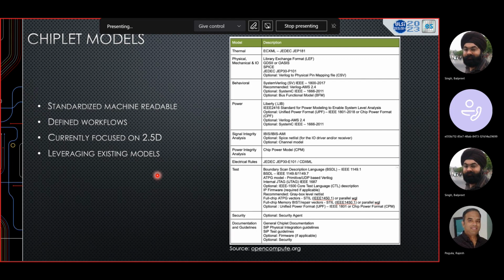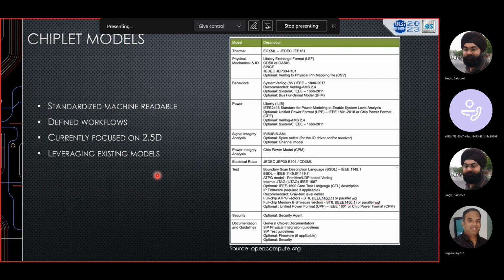So as I was saying, they're leveraging the existing models so that it becomes easier for the industry to adopt. So for example, physical and mechanical IO, how do we exchange the data, right? They're looking for GDS view, LEF view, the SPICE. All these are familiar technologies for us already, right? They're trying to leverage those to build this. And power integrity analysis, the CPM model, chip power model, right? As one of the standards which people have to deliver.